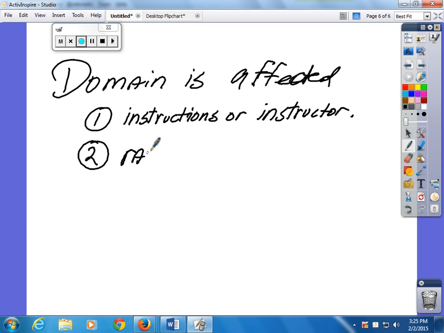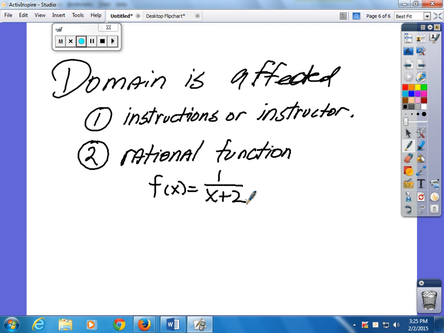What else is the domain affected by? With a rational function. What do you mean, rational function? Well, what's the word for rational or ration or ratio? Ratio, huh? Fraction. Example, f of x is equal to 1 over x plus 2. Why is the domain affected here? That's not rhetorical. Because you can't have 0 where? So therefore, there is a number here that will blow the function up. And if there's a number that will blow the function up, then there's a number you can't what? You can't use. And if you can't use a number for input, the domain is affected.